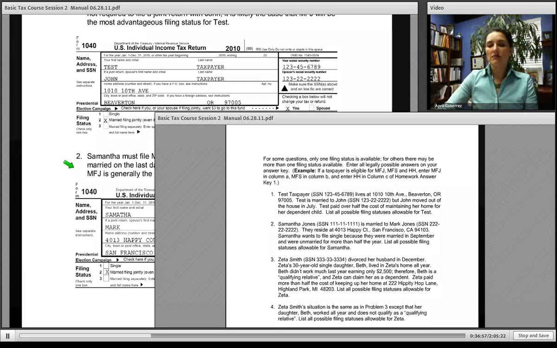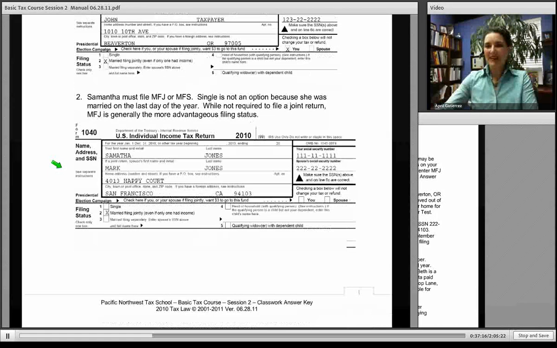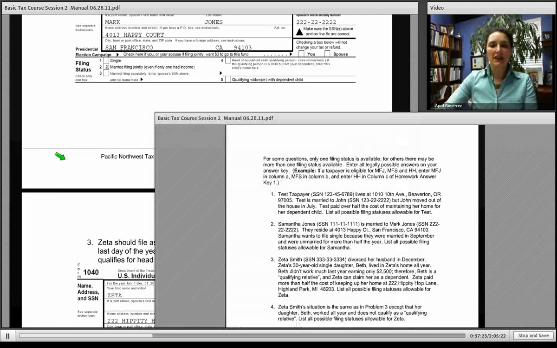And of course, the student manual says Samantha Jones is married to Mark Jones. They reside in San Francisco, and Samantha wants to file single. But of course, she cannot file single because she was married on the last day of the year. We have therefore chosen married filing joint as probably the most optimal filing status, or the most beneficial filing status. And so that's what we have chosen for Samantha and Mark Jones.